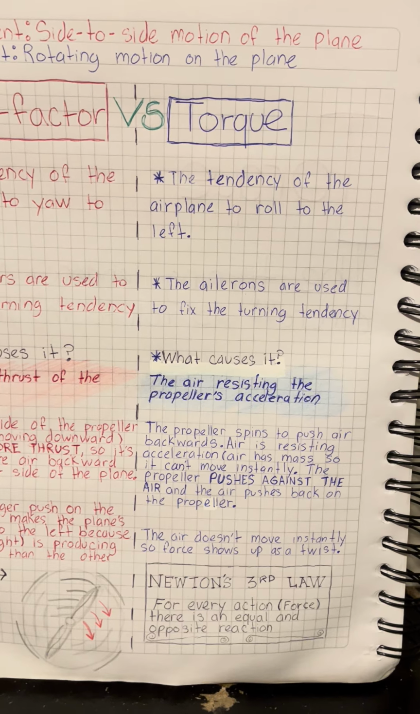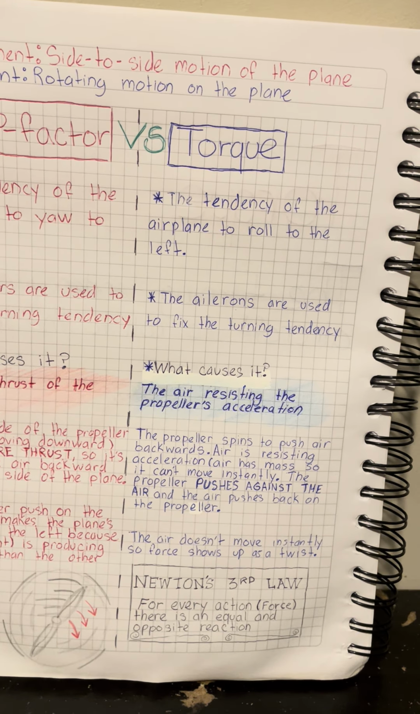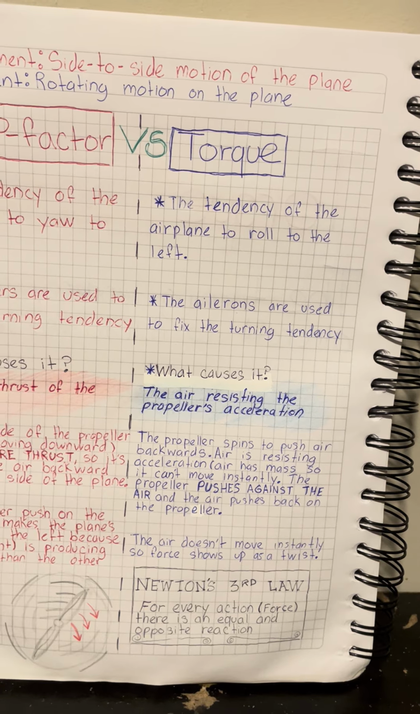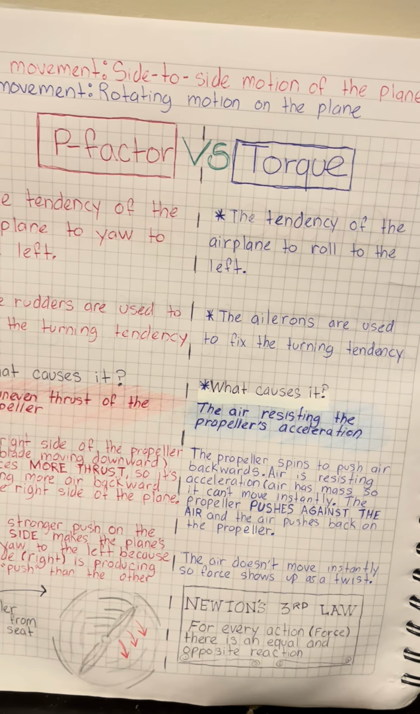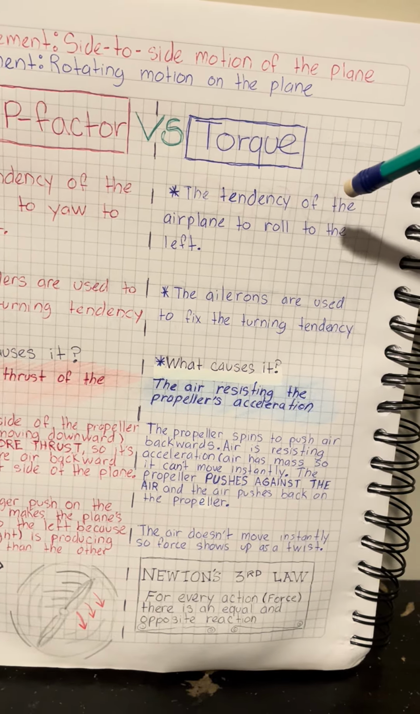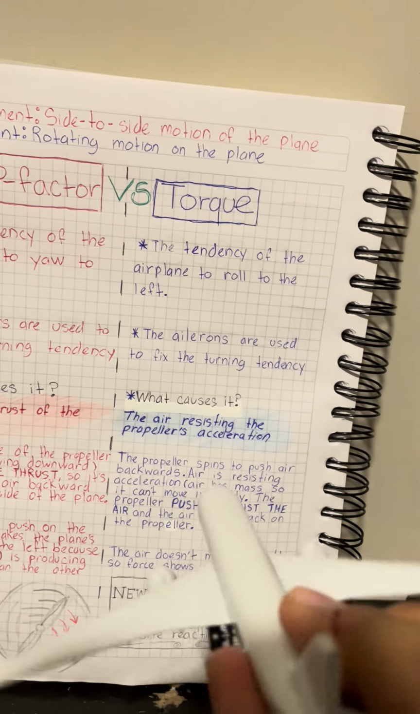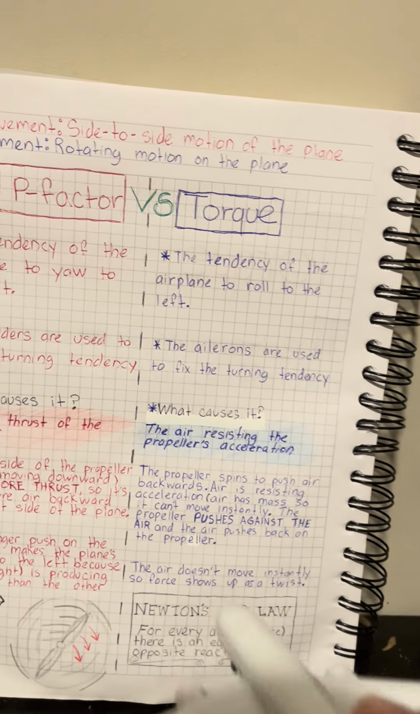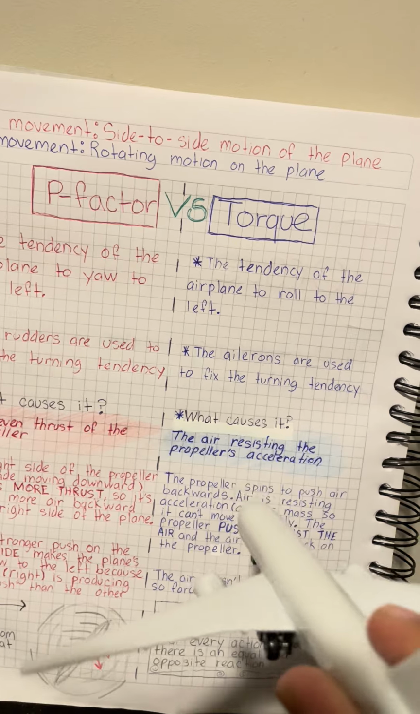Now let's take a look at torque. What is torque? In simple words, the tendency of the airplane to roll to the left. I want to compare P factor and torque now. Torque is the tendency of the airplane to roll. Again, this is the action of rolling, to the left. So in this case, the plane wants to do this.